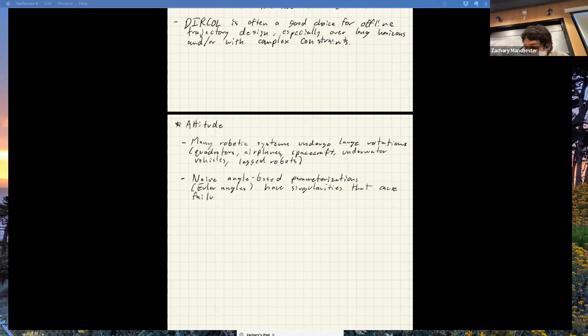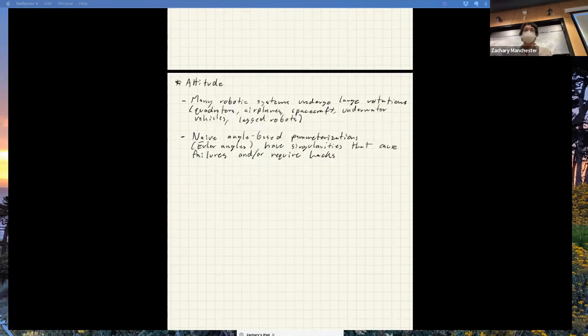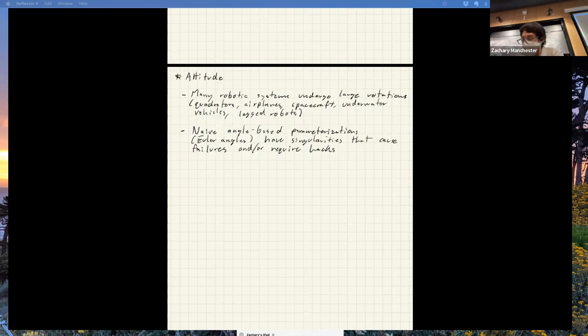And this is a real thing. People often try to hack this stuff, but there are many, many engineering examples on real systems where things crashed and blew up because of these kinds of angle singularity issues. So Euler angles bad, don't do Euler angles, is the summary.